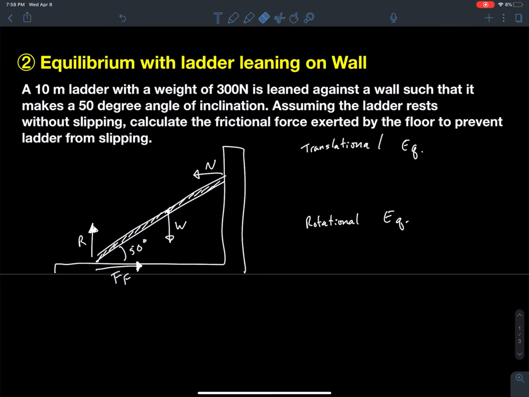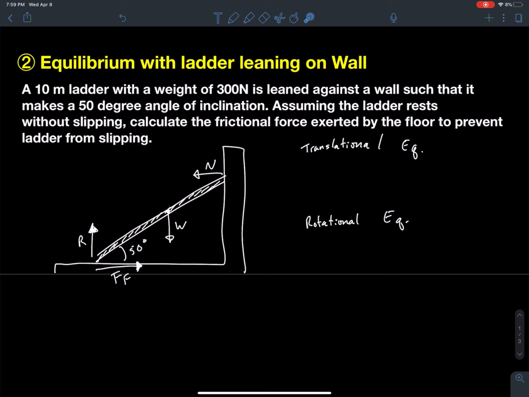Okay, so a 10-meter ladder with a weight of 300 newtons is leaning against a wall such that it makes a 50-degree angle of inclination. Assuming the ladder rests without slipping, calculate the frictional force exerted by the floor to prevent the ladder from slipping. So they want you to calculate the frictional force right over here. If that frictional force isn't enough, the ladder is going to slip and slide down the wall. So what would the minimum amount of frictional force need to be?